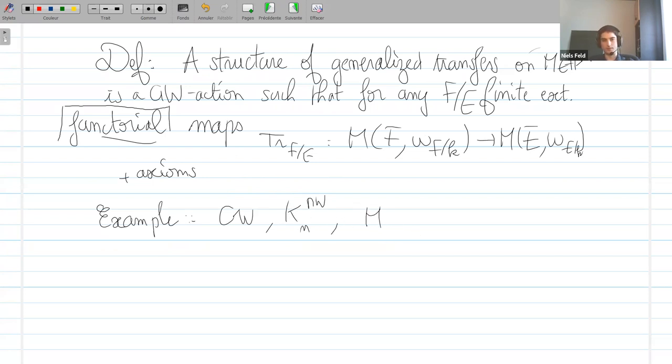And like I said, I would like to prove that n minus 1 has Bass-Tate transfers, so functorial Bass-Tate transfers. For now, I don't know if it is true, but I just know that it is true for n minus 2, or if I tensor by Q, for instance. So in this case, these two have a structure of generalized transfers. Here M is a homotopy sheaf.